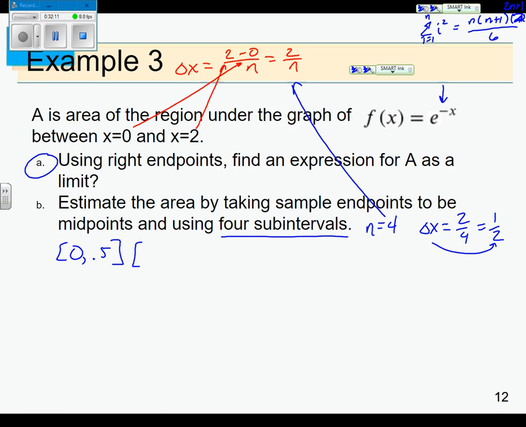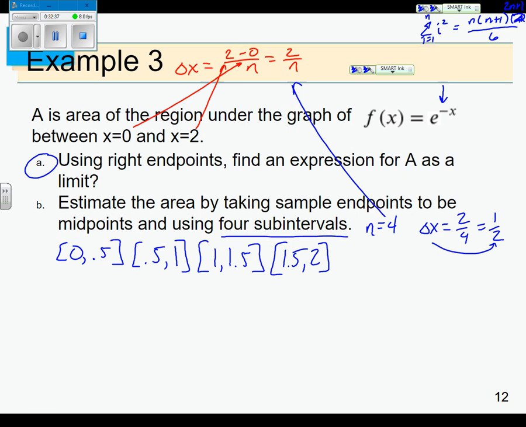My next rectangle, if I was to draw this out, would go from 0.5. And remember, they're only allowed to have a width of 1/2, so it would just go to 1. My next one would go from 1 to 1.5. And then my last rectangle, if I was to draw this out like I did earlier in this video, would be 1.5 to 2.